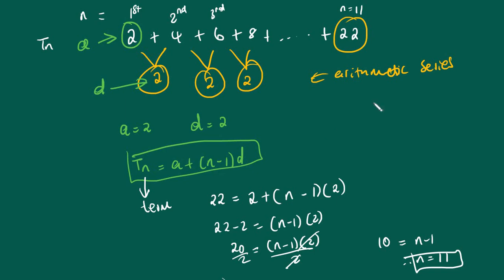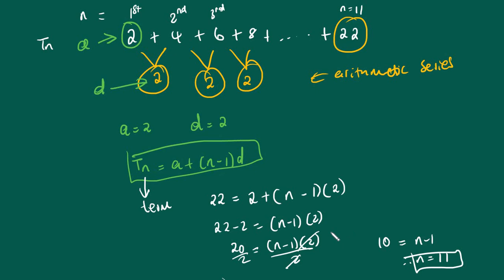So similarly here, if this term here is the last term, and you can see it's the last one because we say plus 22, meaning we end there. So if this is the last term and it's on the 11th position, that means there are 11 terms.